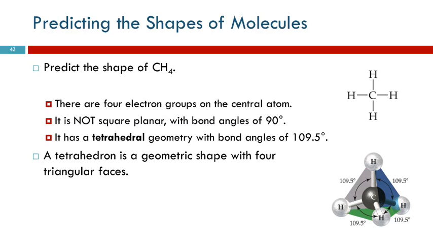not square planar. This looks flat, right? This would have angles of 90 degrees. But these groups are trying to get away from each other. And by popping into a 3-dimensional shape, they can increase the angle from 90 to 109.5. Which, if you're trying to get away from somebody, just that extra little space can mean a lot.